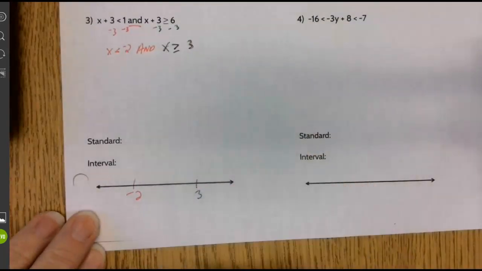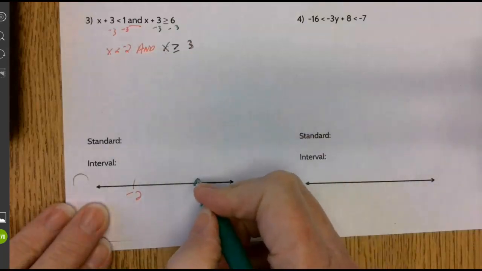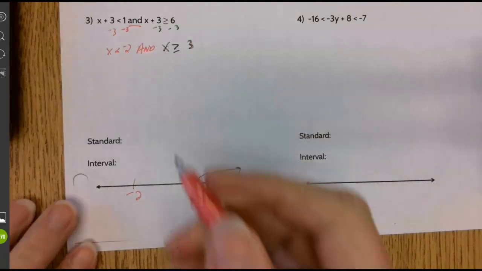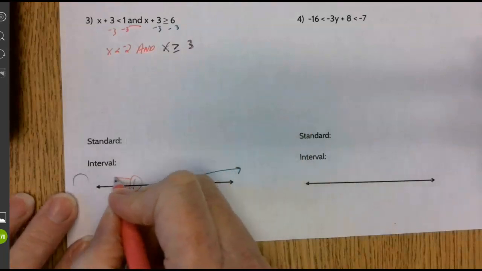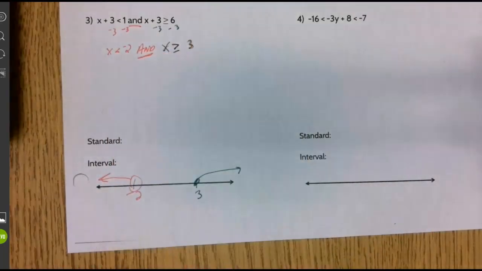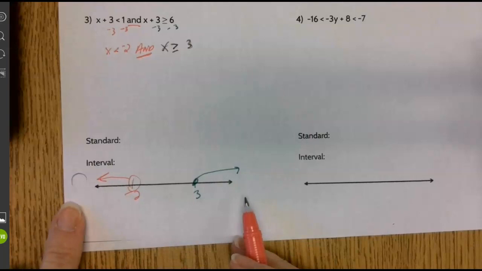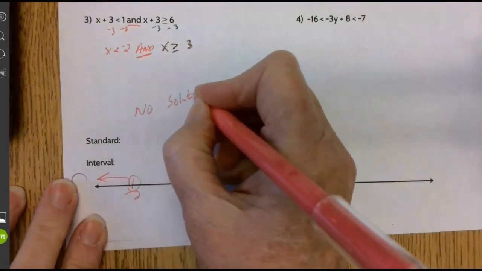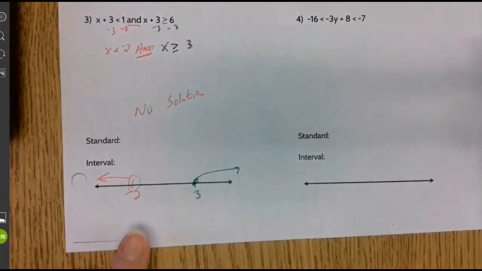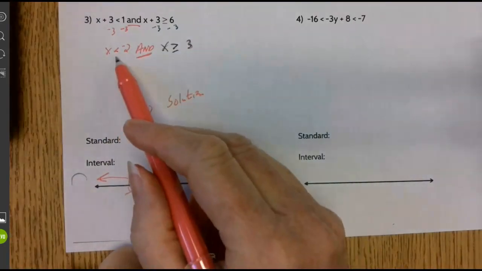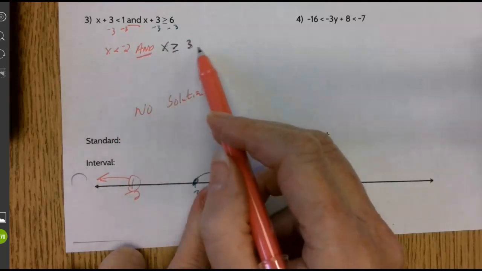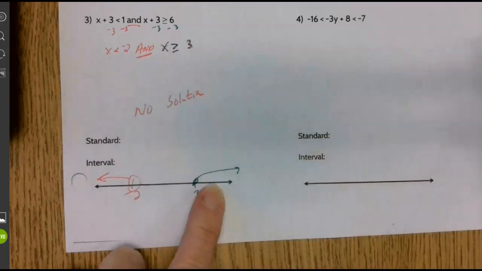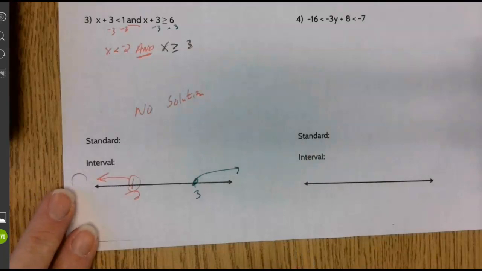And then we have the 3. 3 is a closed circle going to the right. On the negative 2, it's an open circle going to the left. This is an "and." Remember, "and" has to satisfy both. It has to be where they intersect. Do they intersect? No, they do not. So this one is also a no solution. There is no number that would satisfy both. So, say for instance, we take 4. 4 is greater than 3, but nope, it's not less than negative 2. So that one's a no solution also.